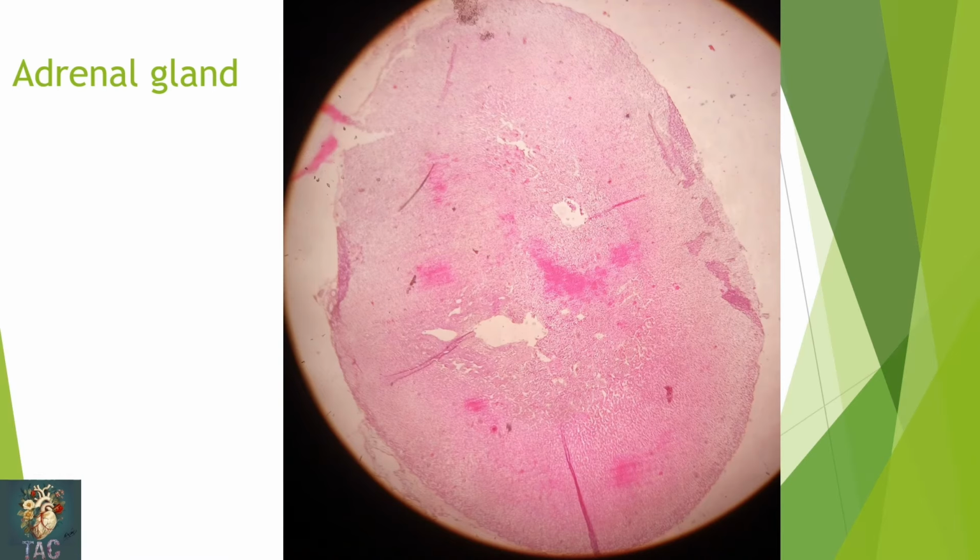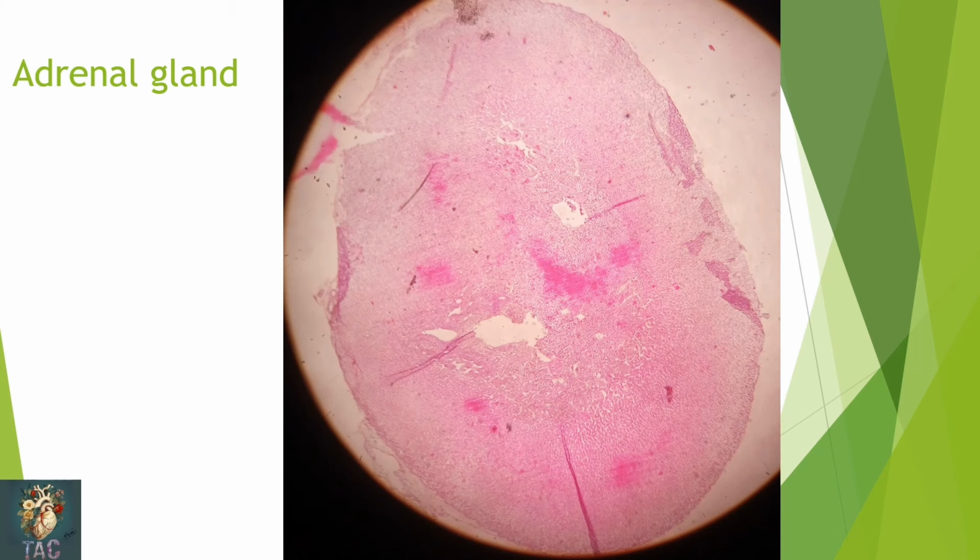So this is a slide of the adrenal gland. Here you can see this outer area is the cortex and this inner is the medulla. This cortex is covered by the connective tissue. Then this area is the zona glomerulosa, then zona fasciculata, then zona reticularis, and this is the medulla. And here you can see a medullary vein is also present.